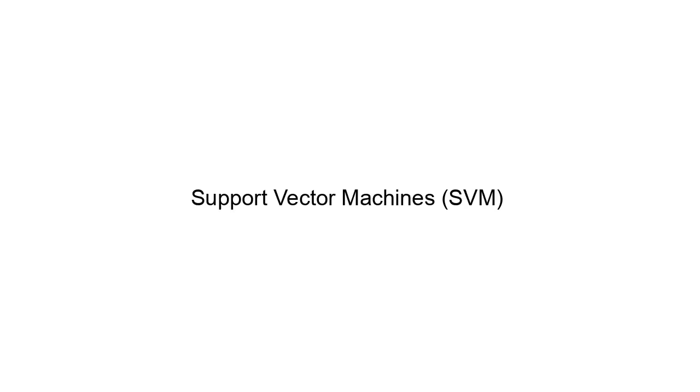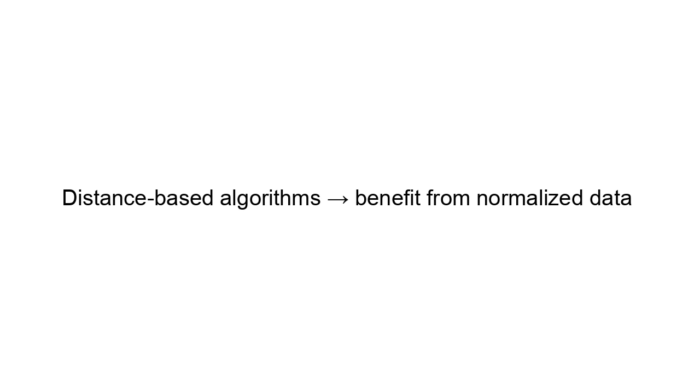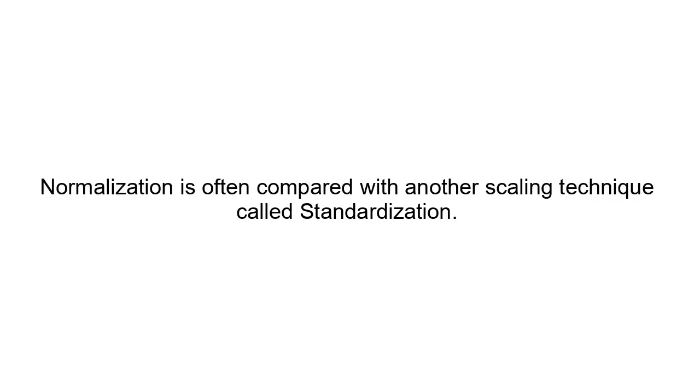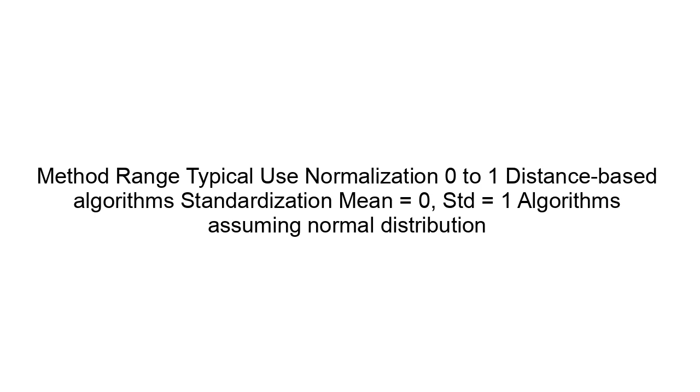When to use normalization? Normalization is particularly useful for algorithms that depend on distance measurements. Examples include k-nearest neighbors, KNN, support vector machines, SVM, k-means clustering, and neural networks. Example concept: distance-based algorithms means benefit from normalized data. These algorithms perform better when features have similar ranges.